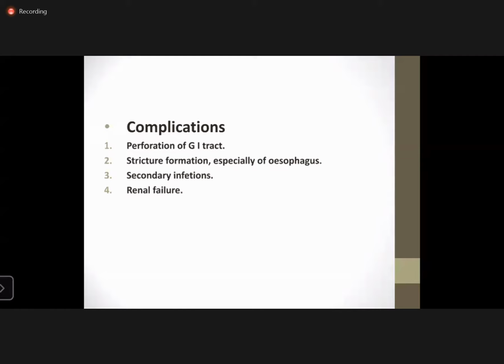Then complications, obviously, like we said, there's a lot of perforation of the GI tract with the sulfuric acid. It targets mainly the pylorus and the gastric antrum. Secondary infections and renal failure may also follow.